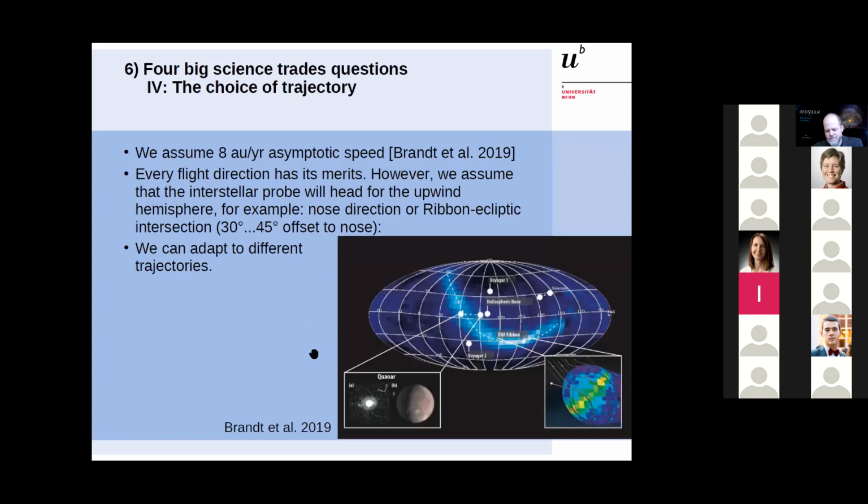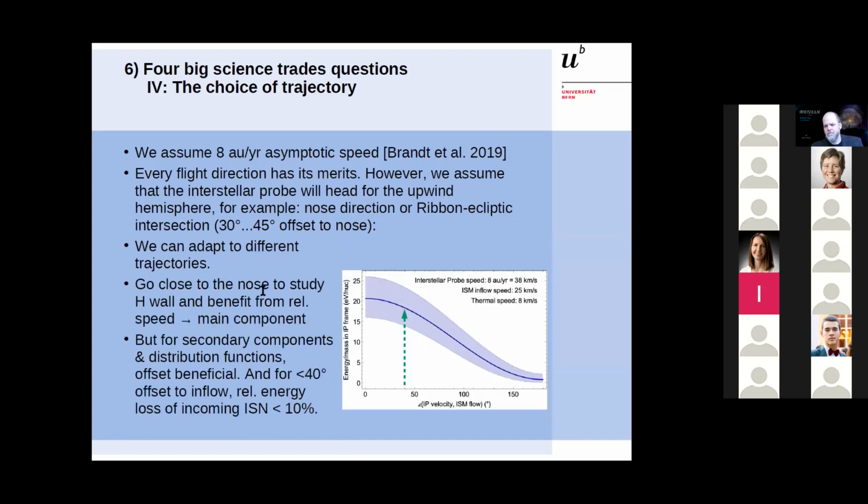Here, a lot of things have already been said, and we now assume 8 astronomical units per year, and we assume as a sort of baseline this 30 to 45 degrees offset to the nose, somewhere here. And of course, most important here, we can adapt to different trajectories.